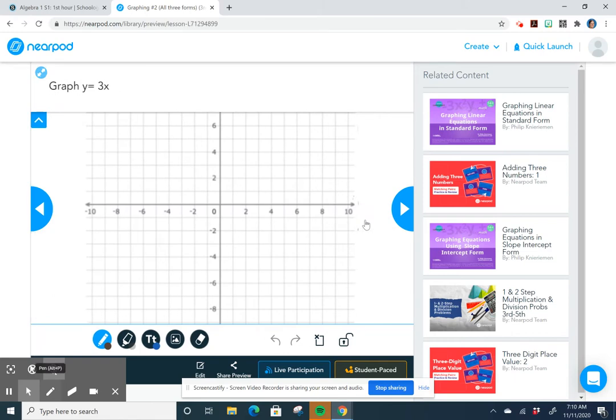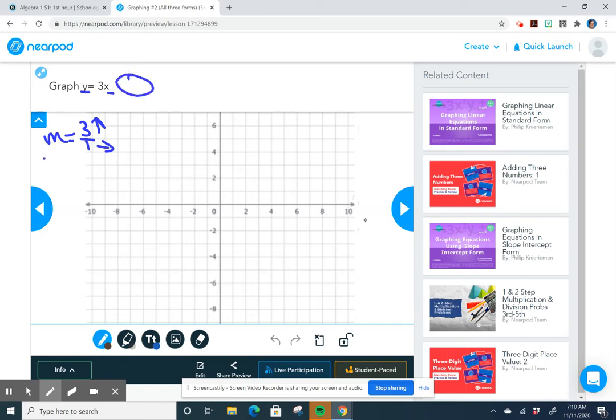Now in this problem, it looks different, but we still have a y and we still have an x, so it's actually in slope-intercept form. M is 3 over 1 because that's next to our x value. Since 3 is positive, we're going to go up. Since 1 is positive on the bottom, we're going to go to the right.